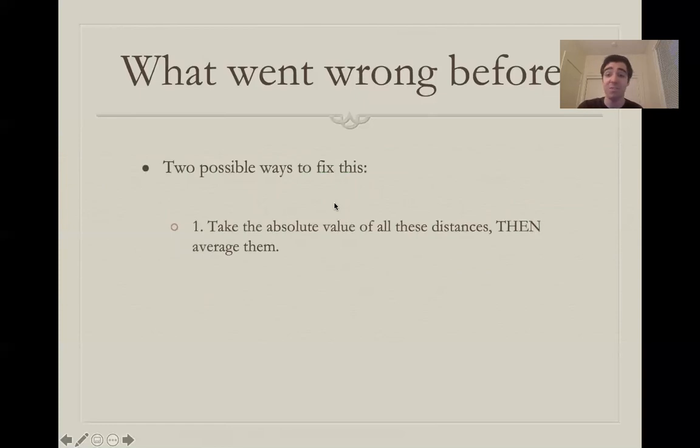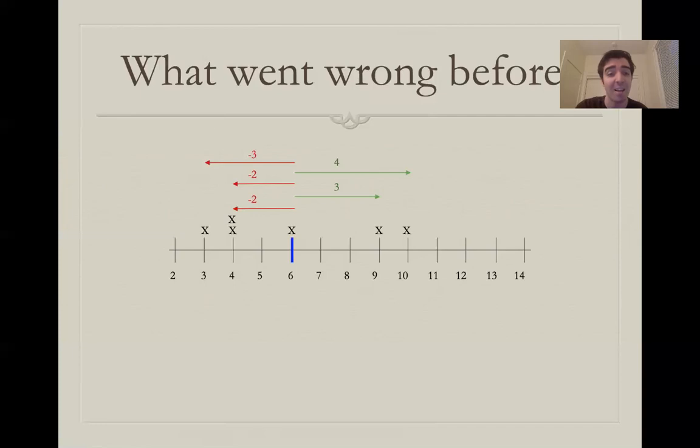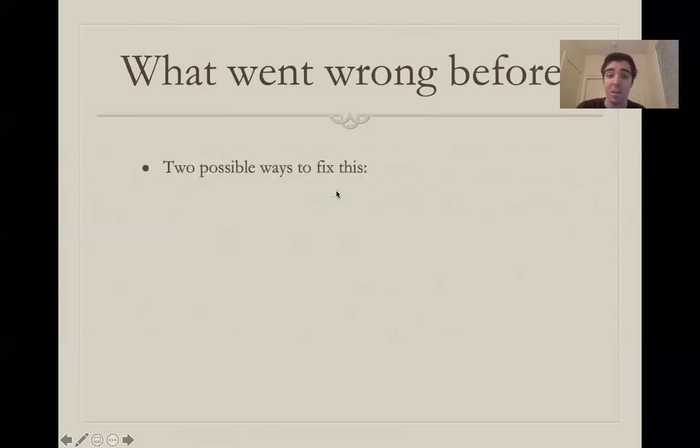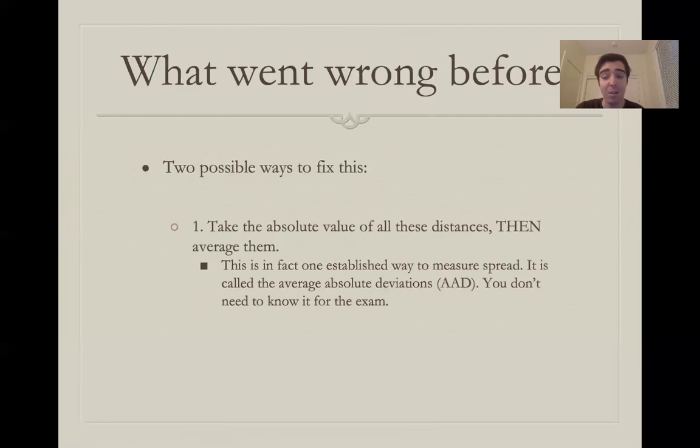One is we can just take the absolute value for each of these distances. That is, instead of adding -3 plus -2 plus -2 plus 4 plus 3, we add 3 plus 2 plus 2 plus 4 plus 3. And then we could add all those and divide by how many we had. That actually is an established measure of spread. It's called the average absolute deviation or the mean absolute deviation. You don't need to know this for the exam.